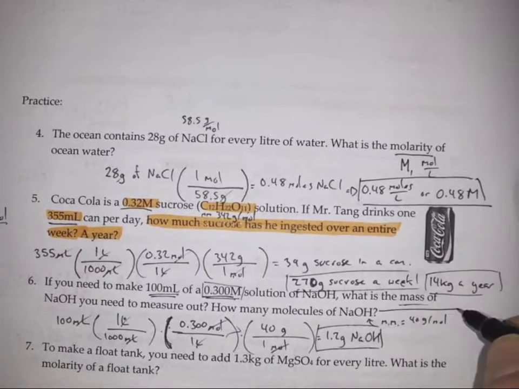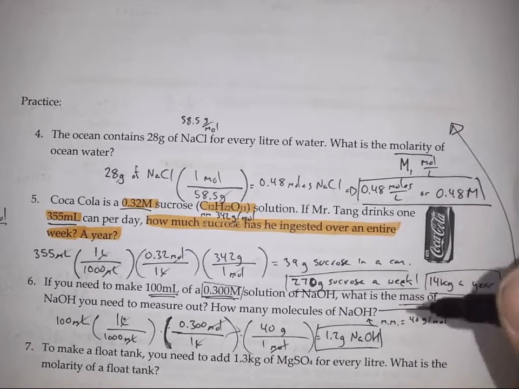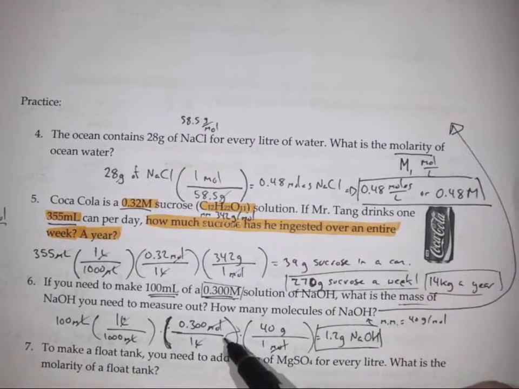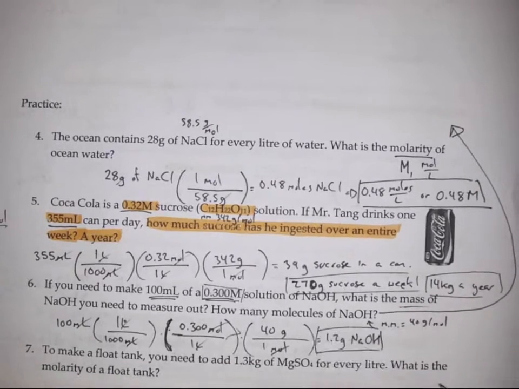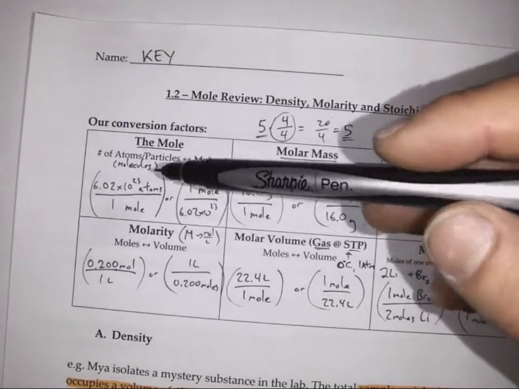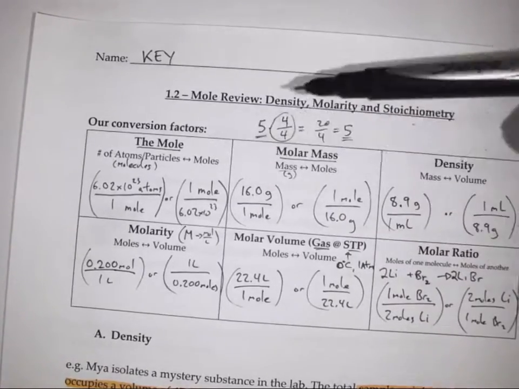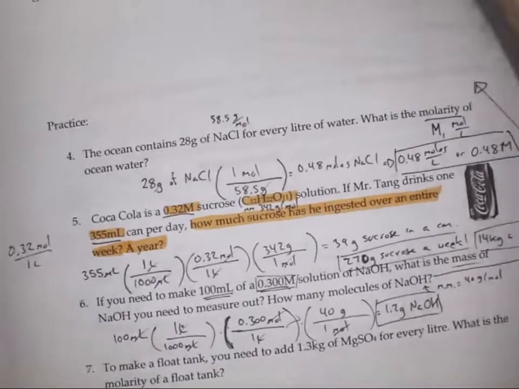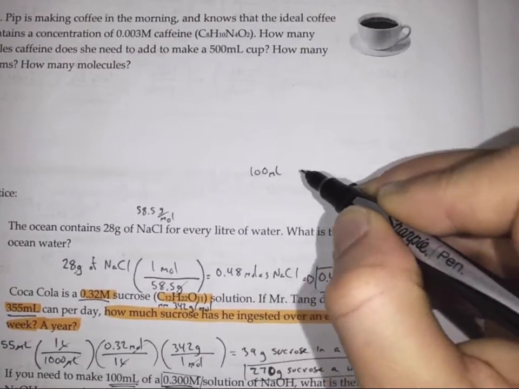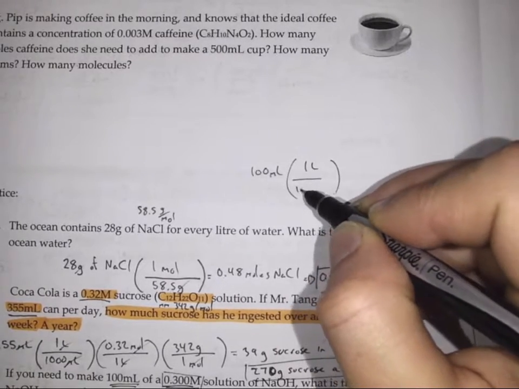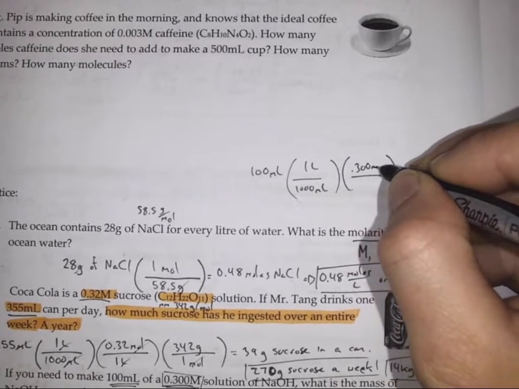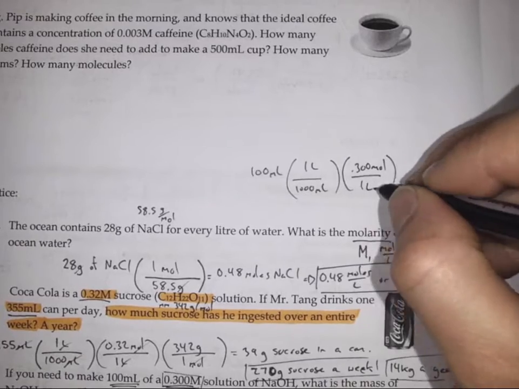So for how many molecules, we'll put a little arrow and say, okay, well, for the number of molecules, that's going to be pretty much the same calculations, but I need molecules, so I'm going to need Avogadro's number, and that converts molecules from moles. So I need to go back to the mole stage in my calculation. So I'm actually going to write out those steps again. 100 mils times 1 liter for 1,000 mils times 0.300 moles for 1 liter.